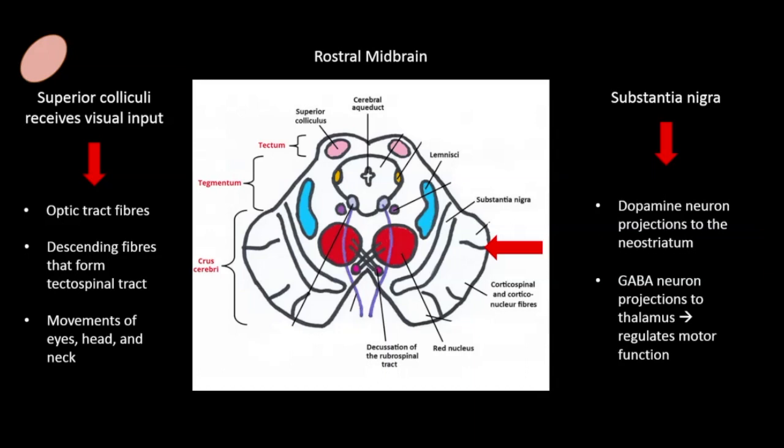You may have heard of the importance of dopamine function because damage to the substantia nigra can lead to loss of dopamine neurons, which can cause Parkinson's disease.